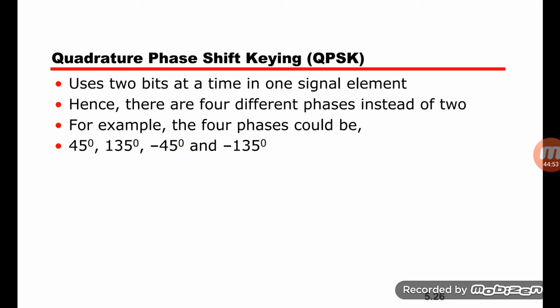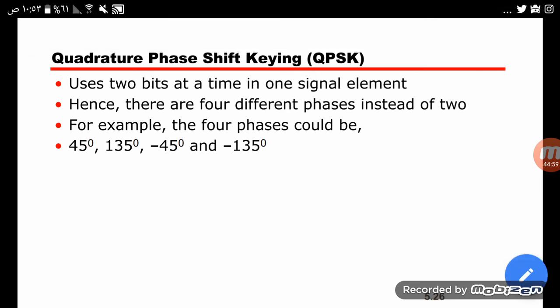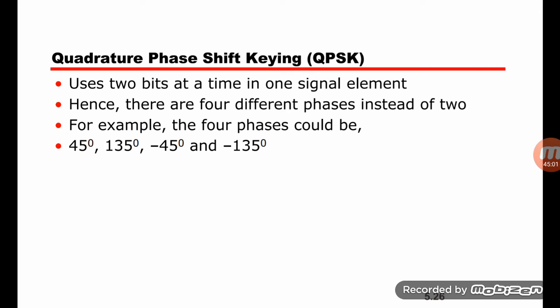For example, the 4 phases could be 45, 135, minus 135, and minus 45. What does that mean? You need 4 different phases because you are sending 2 bits at a time. So one phase could be this, one could be this, one could be this, and one could be this. And as I said, these 4 you can rotate. What he's telling you is to use this one, which is 45 degrees. Then this one, which is 135. Then this one, which is minus 135, if you measure from here. If you measure from elsewhere, it is different. And this one is minus 45, right?